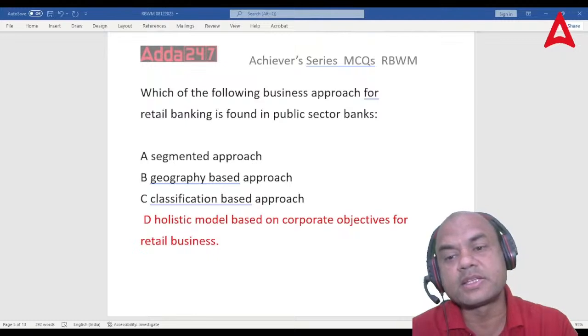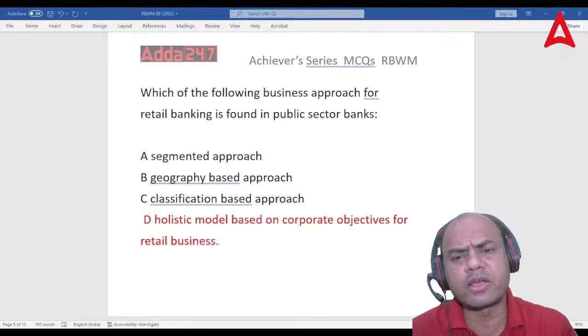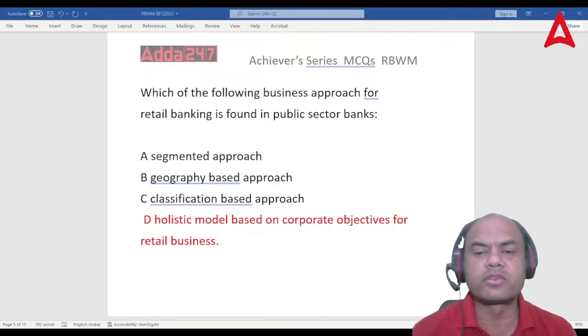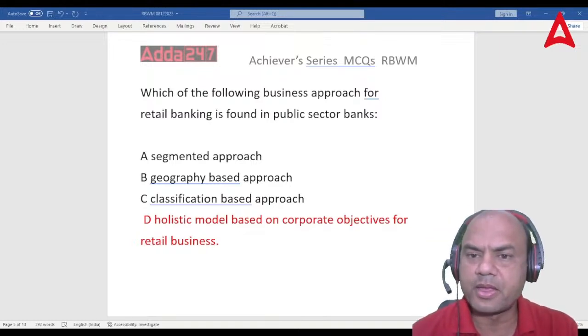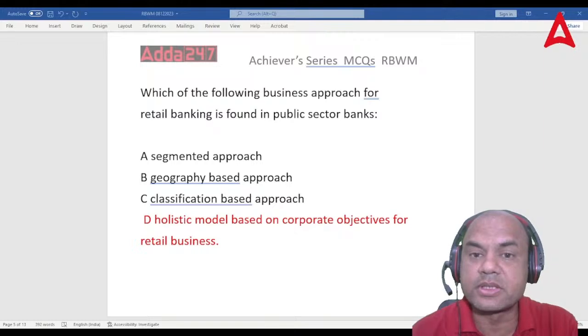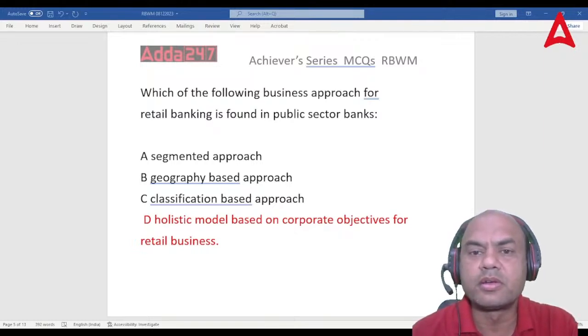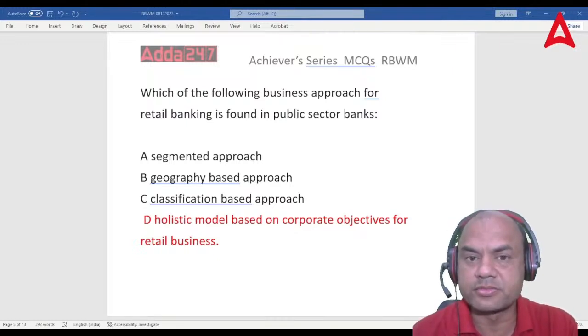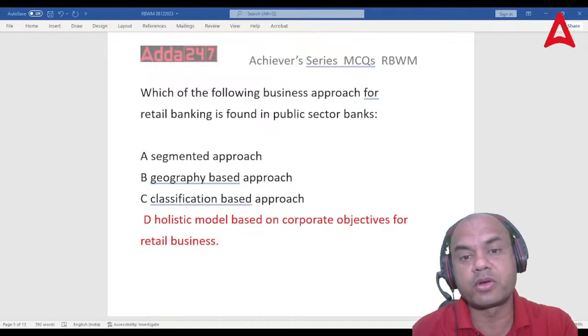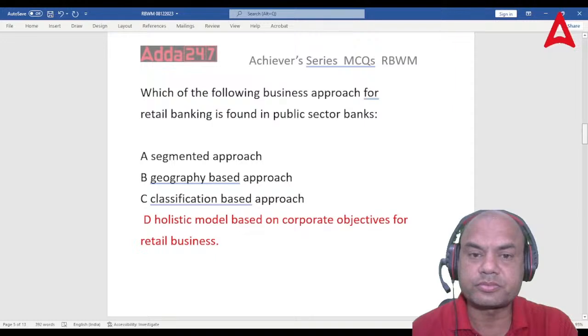Based on that, I'll change my classification, I'll change my geography based. Wherever the branches are not working, I'll shift those branches, right? Wherever there is a semi-urban branch, but a lot of urban customers are coming over there, I'll shift it from semi-urban to urban. Okay, so anything can happen depending on the corporate objectives. These are very important, corporate objectives. Okay. Chalo, let's move on.